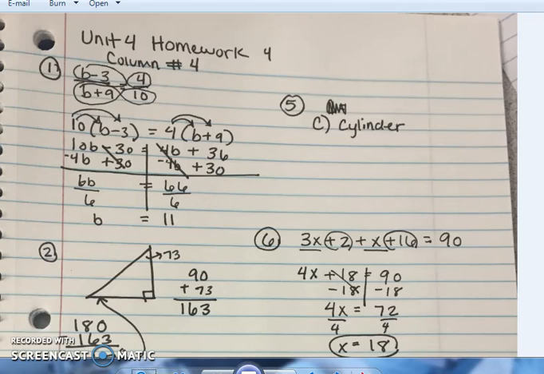Okay, Unit 4, column number 4, number 1. Number 1 shows a proportional relationship, and this will be a multi-step equation as we get started. So I went ahead and cross-multiplied and divided. So you can see that it's 10 times b minus 3, and the 10 when you multiply together equals the other side, 4 times b plus 9.